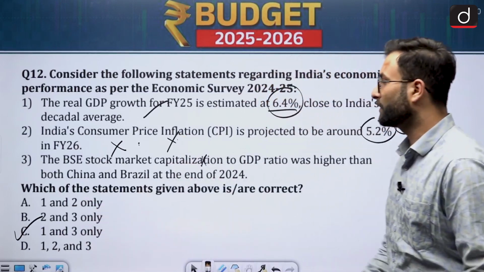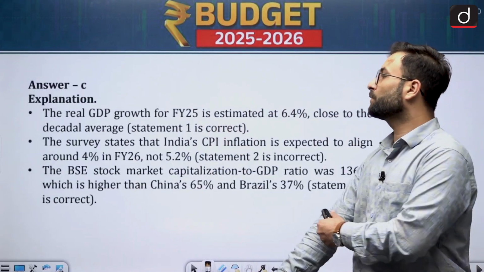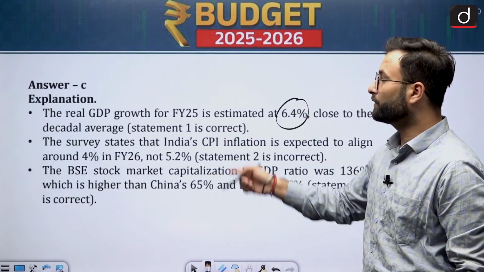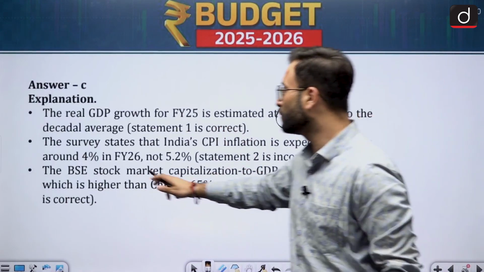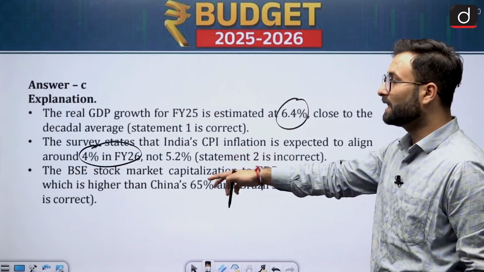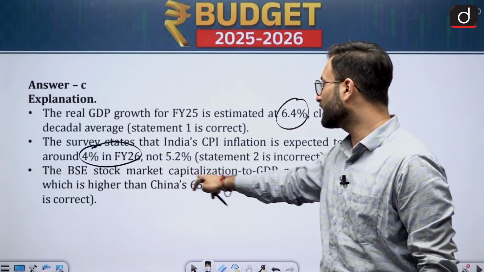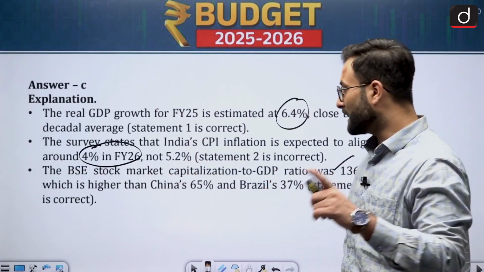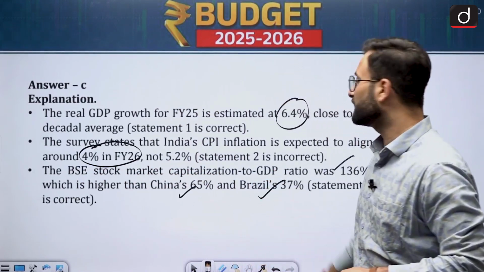Here you can see the real GDP growth for financial year 25 is estimated to be 6.4%. When we talk about inflation, that is to hover around 4% in financial year 26 and not 5.2%. And when we talk about the BSE stock market capitalization to GDP ratio, that was 136%. For China it is 65%, and for Brazil it is 37%.